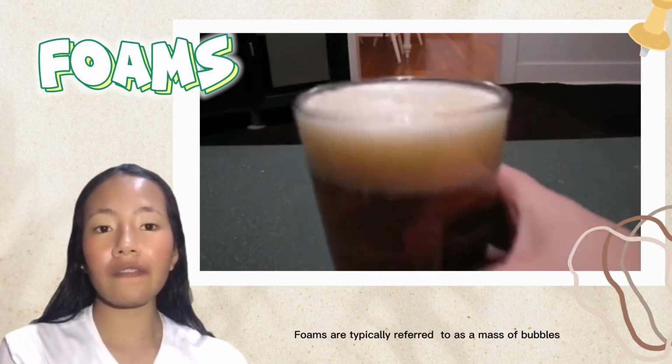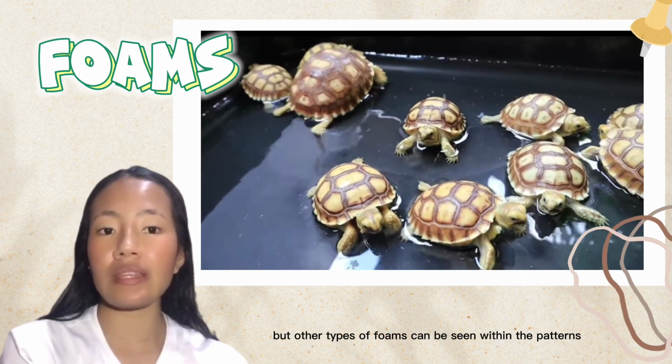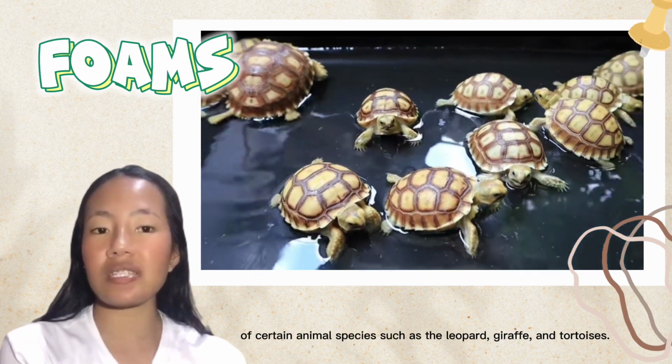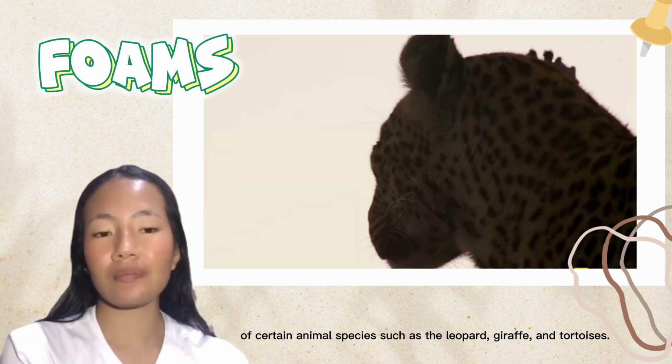Foams are typically referred to as a mass of bubbles, but other types of foams can be seen within the patterns of certain animal species, such as the leopard, giraffe, and the tortoise.